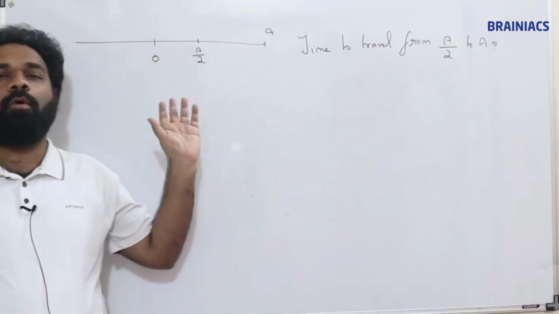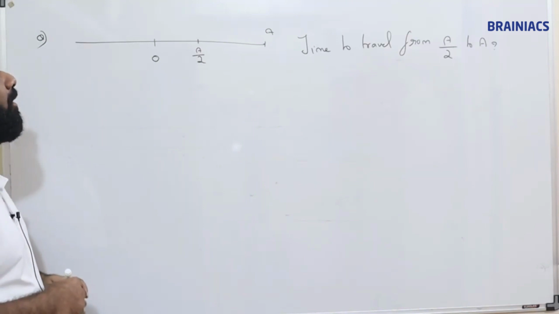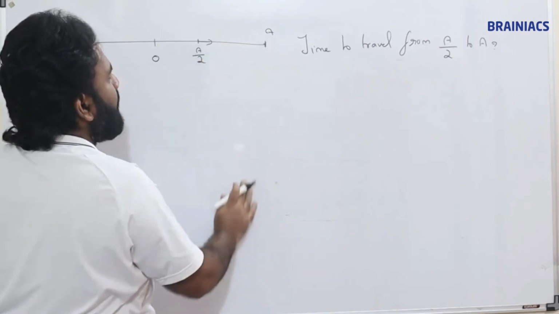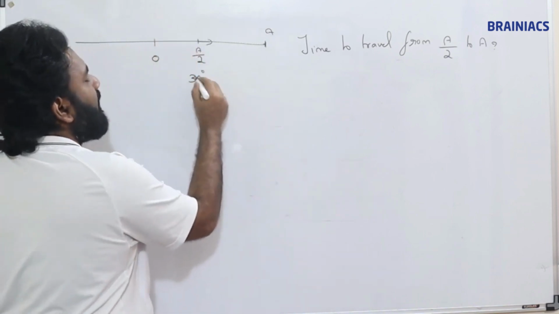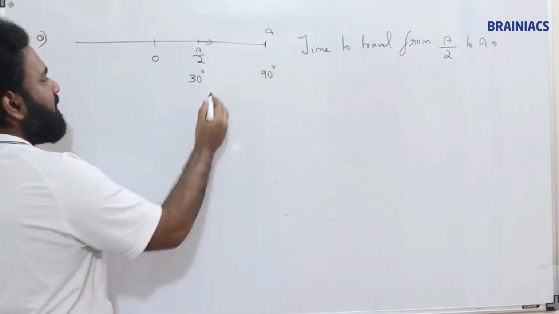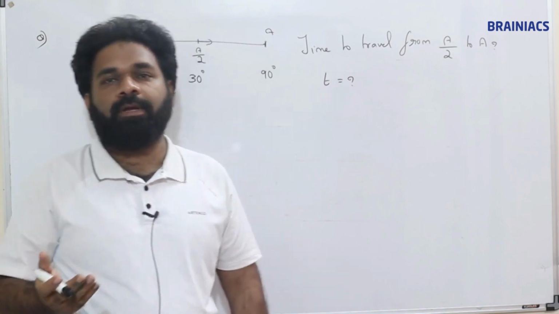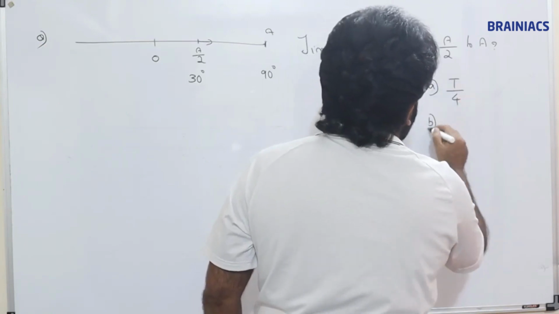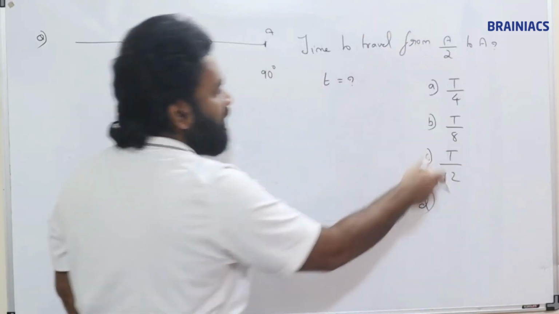Here we have no idea whether it started from the extreme position or from the mean position. If they have not given these, then it is very clear that it is going from A by 2 to A. We must understand that at A by 2, the angle is 30 degree, and at A, the angle is 90 degree. So what is the angle gap? The options will be based on the time period, just like option A could be T by 4, option B could be T by 8, option C could be T by 12, likewise.